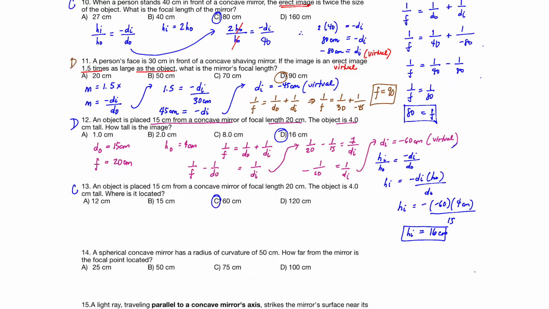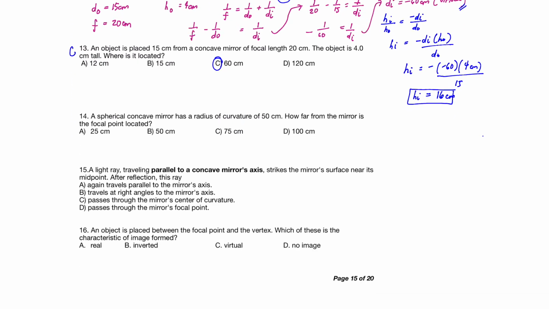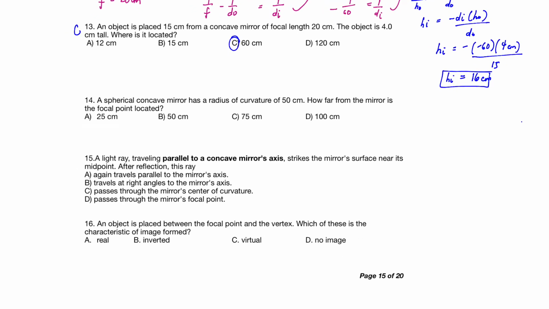Next, number 14. A spherical mirror has a radius of curvature of 50 centimeter. How far from the mirror is the focal point? If you could just remember, this is the vertex, this is the focal point, and twice the focal point is the curvature. And therefore, if the radius of curvature is 50 centimeter, this one is 25 centimeter. So the answer for number 14 is letter A, 25 centimeter.